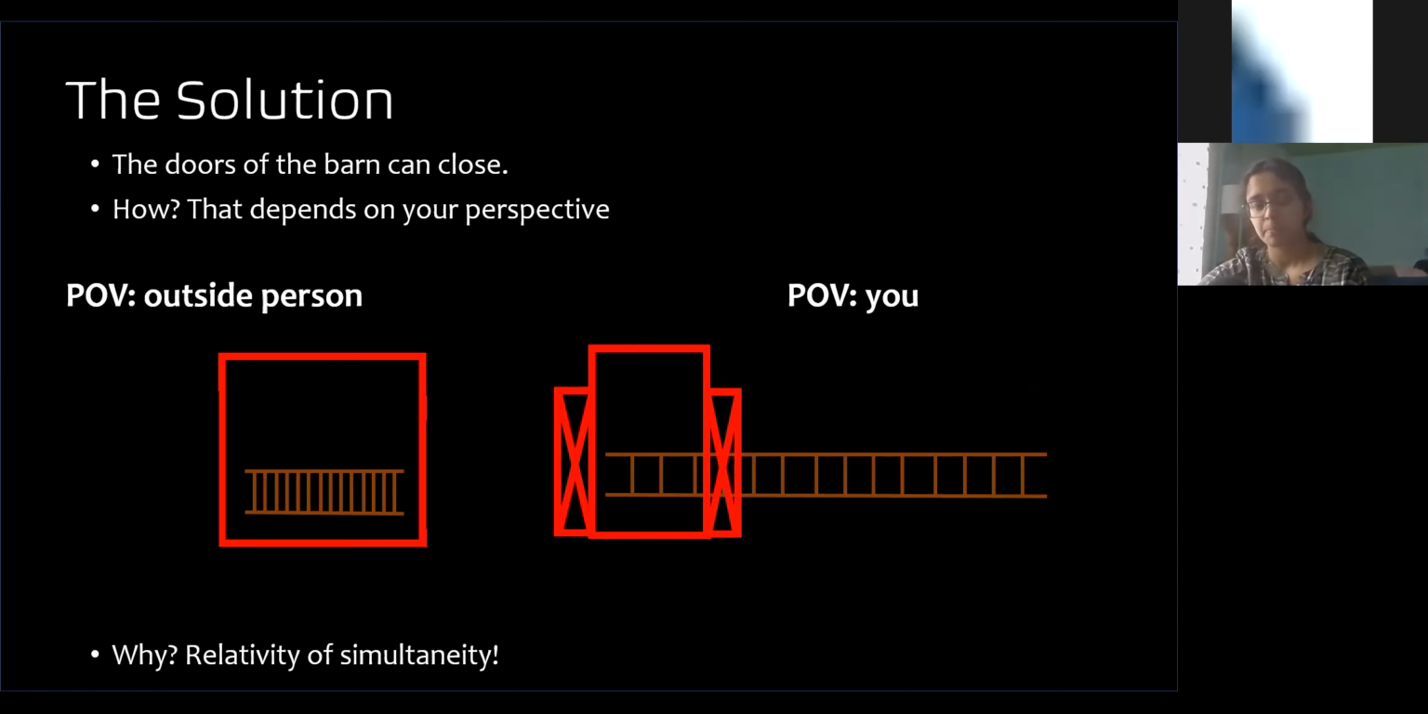So to recap, both people will agree that the doors of the barn can close. What they will disagree on is whether they closed at the same time or not, because of the relativity of simultaneity. Did the ladder fit in the barn? That depends on your perspective.